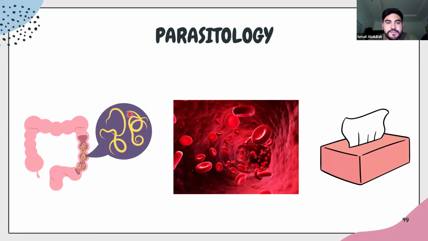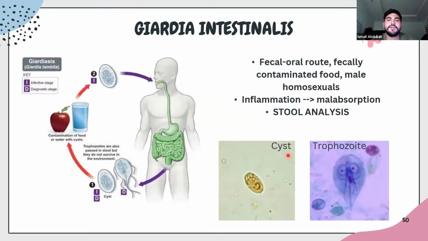So the way I divided the parasites, we have GI parasites, we have blood parasites, and we have tissue parasites. Okay, so these are different locations where they could be, and I'm gonna start with the GI. For GI, this was not in your lab. I don't know why, although it was in the OSPEs of previous years, so I just happened to include it. It's called Giardia intestinalis.